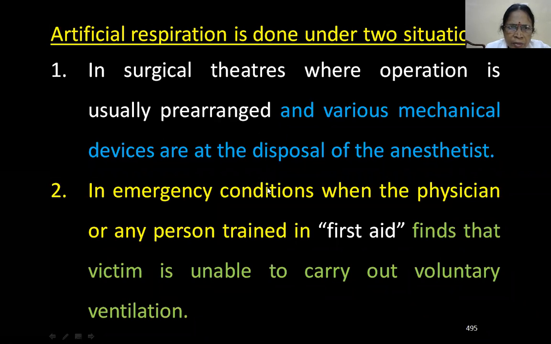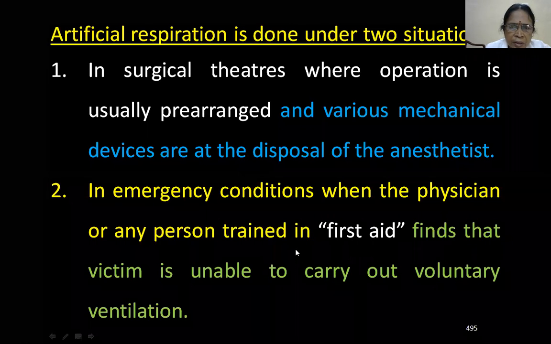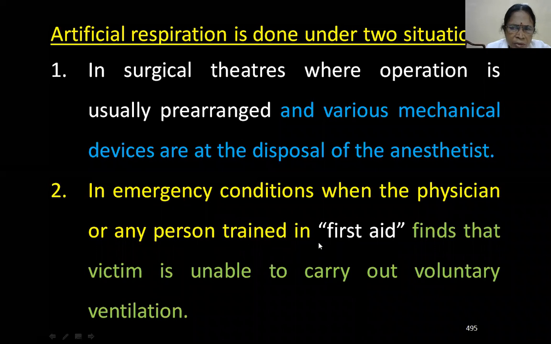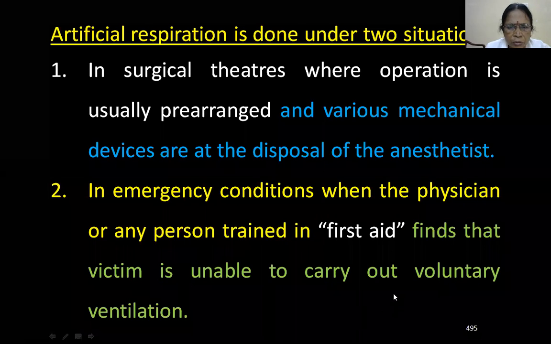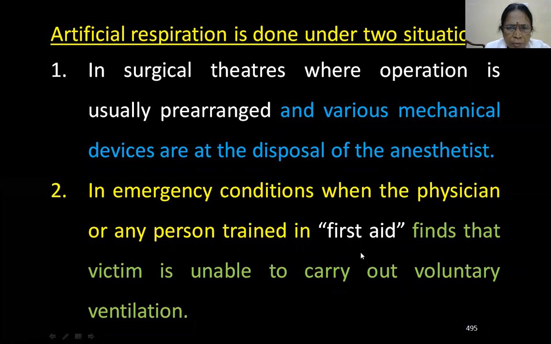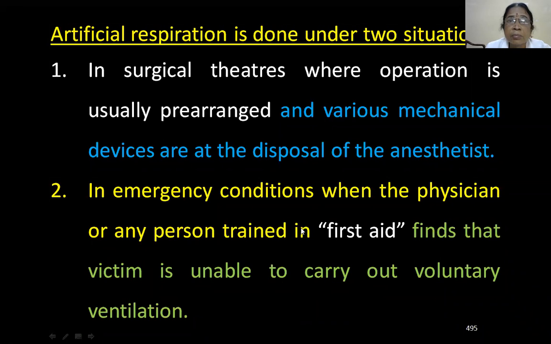Another condition in which we go for artificial respiration is an emergency condition. Suppose a person has drowned or is facing acute respiratory distress due to an accident. The victim should be given first aid because he is unable to ventilate voluntarily. We see many drowning cases nowadays, people going for swimming and getting drowned. Suppose we are able to help the patient, immediately we have to see that the ventilation is properly maintained.